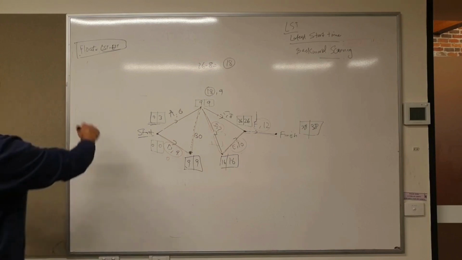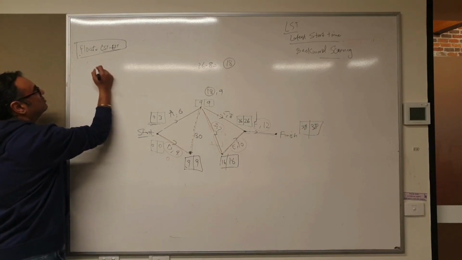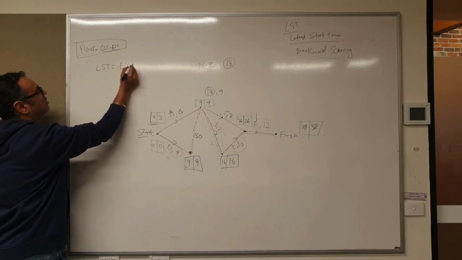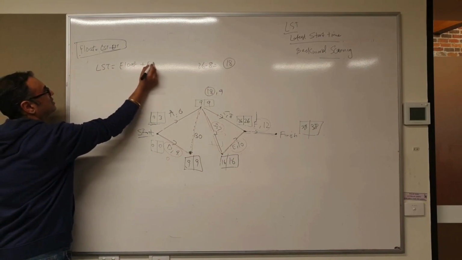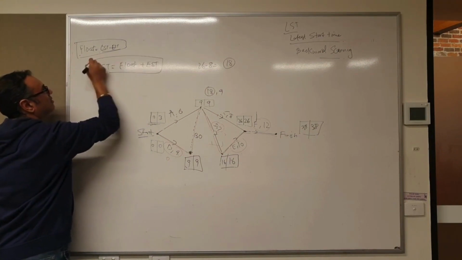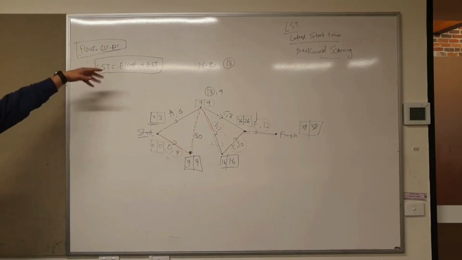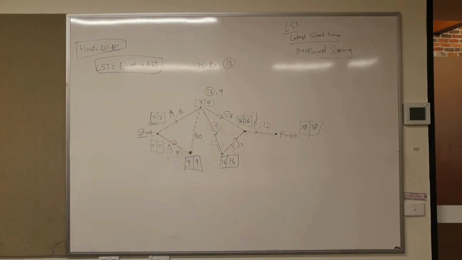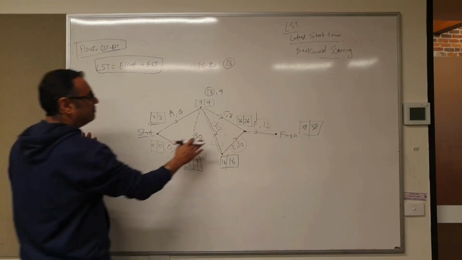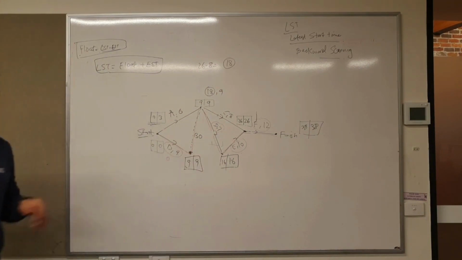Okay, and then you can lift and shift this formula. So you can say your LST is float plus EST, and so on and so forth. This is just the lift and shift of the formula. All good? Make sense? Any questions?